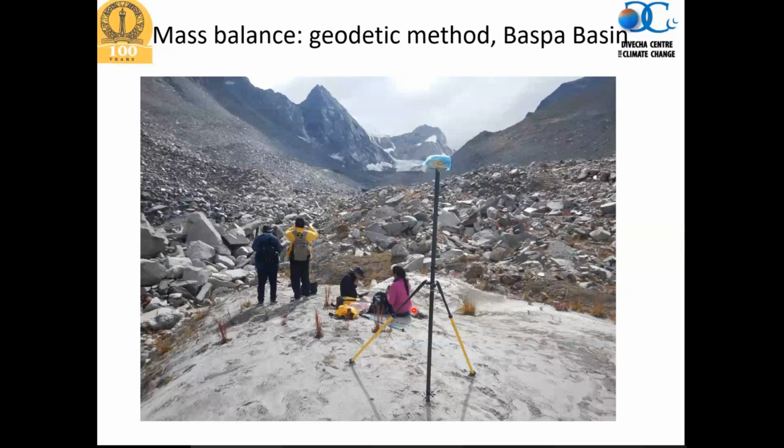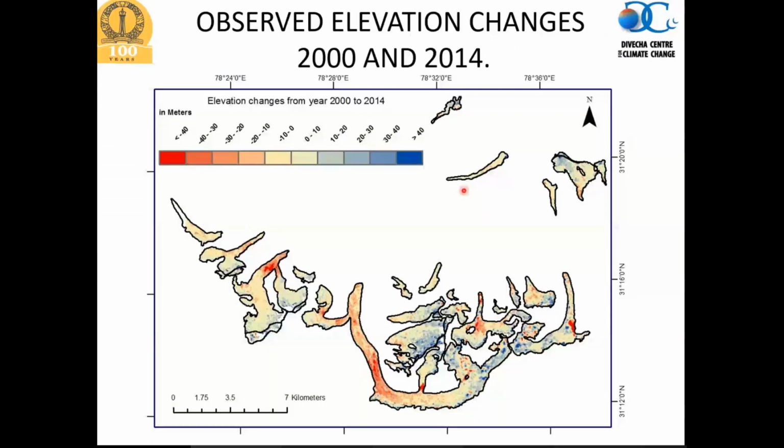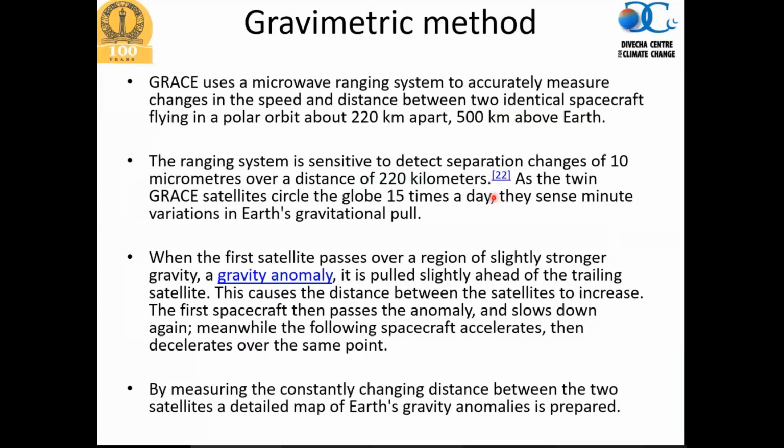And you will do that. So you go into the field. If you want very accurate results, then get the GPS points. This is one mass balance study done in a basin, where you went into the field, collected the points, and then used them with satellite images to estimate the change in elevation. So you can see here the observed elevation changes from 2000 to 2014, how elevation is changing, and this will help you to get the mass balance.